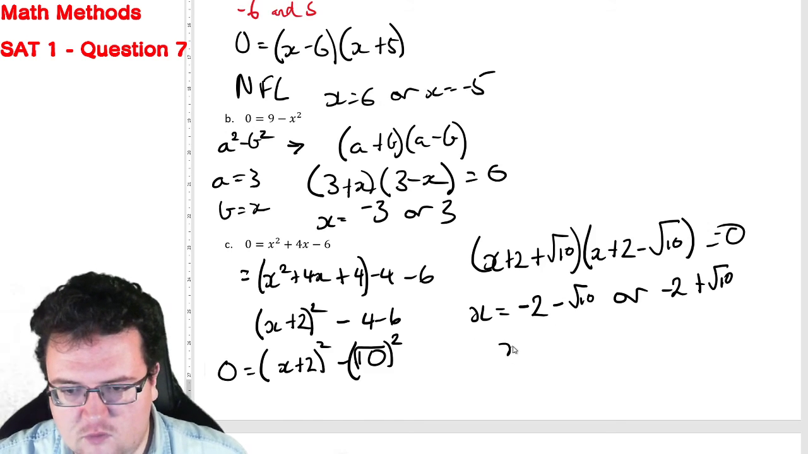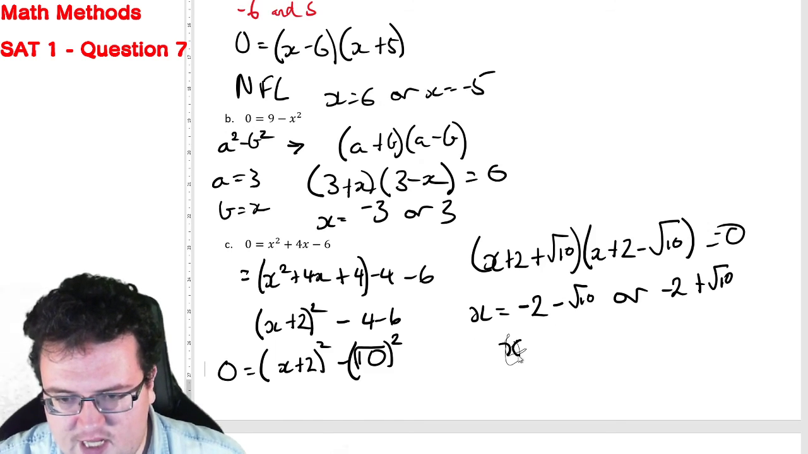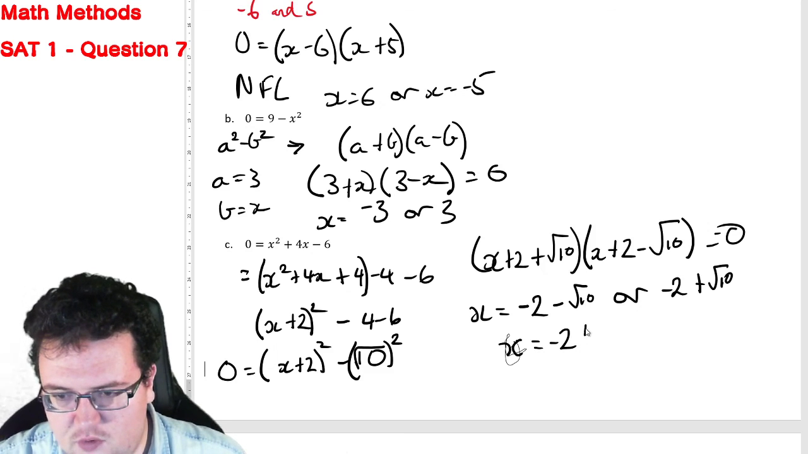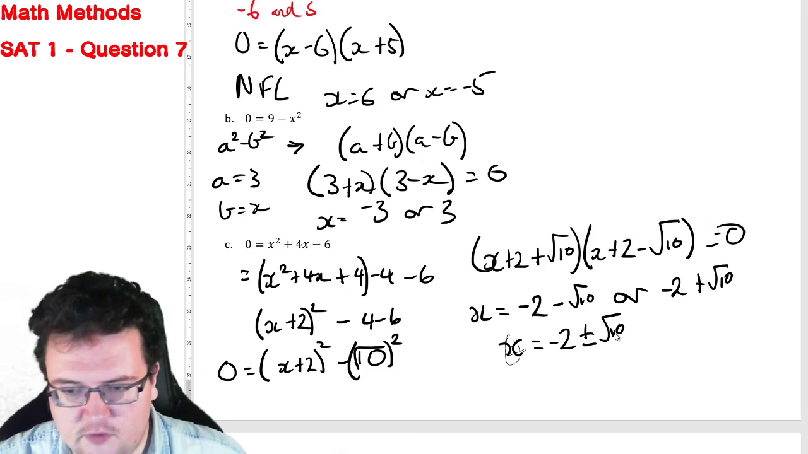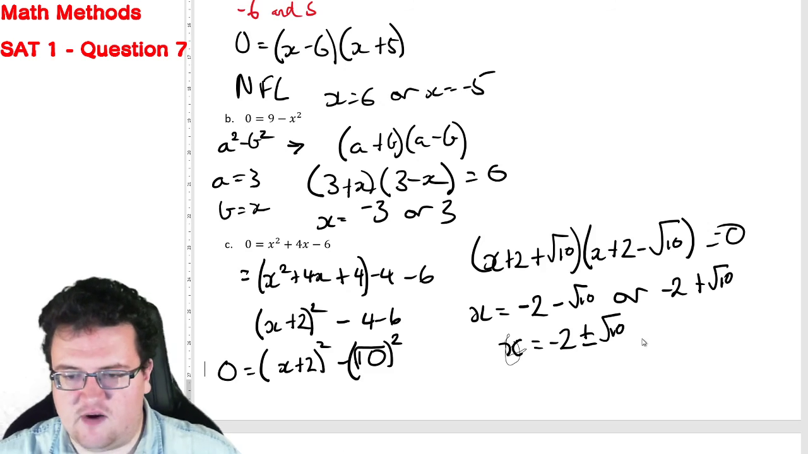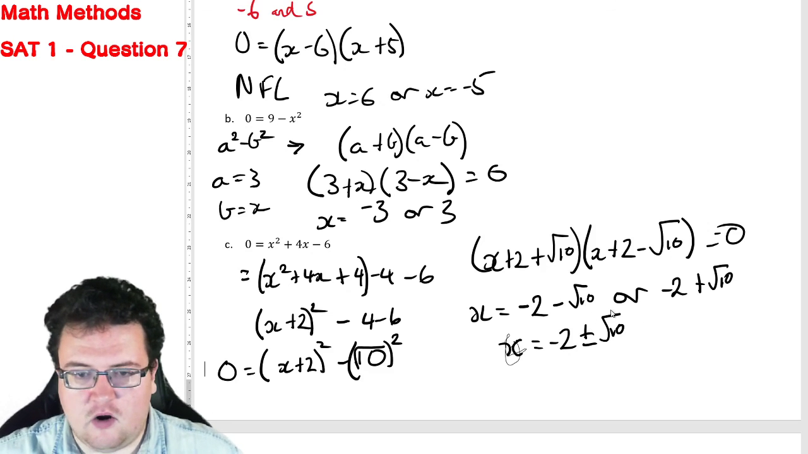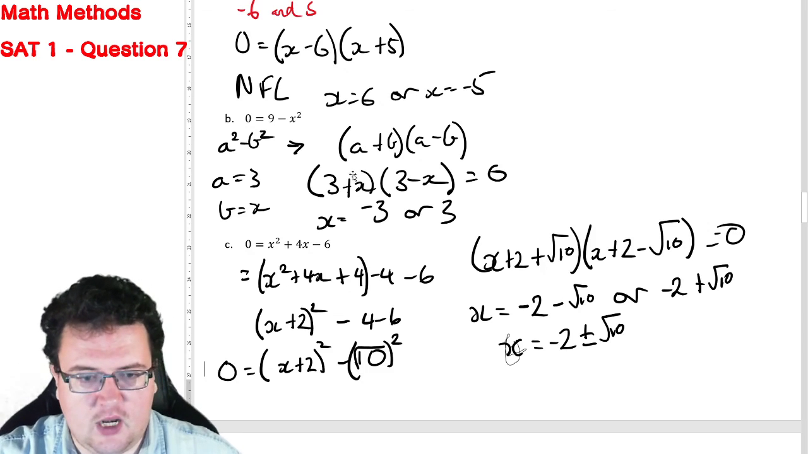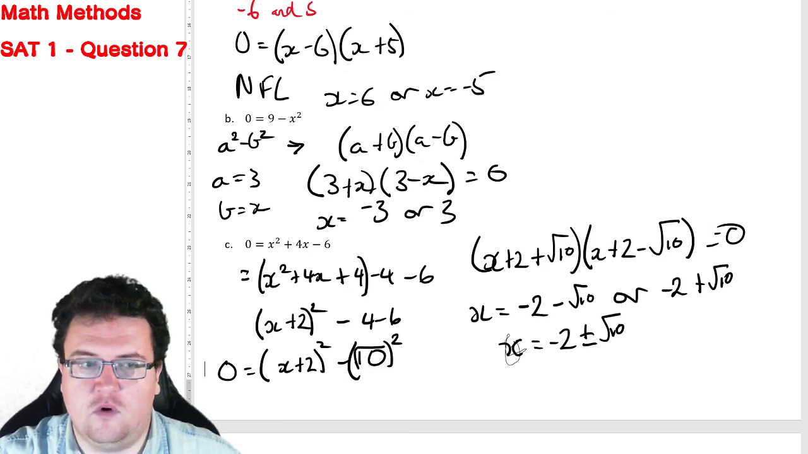Some people will write it out as x equals -2 plus minus root 10, because it's the same way of representing the same information. So this one here was the tricky one because it involved completing the square. And I will see you for question 8.